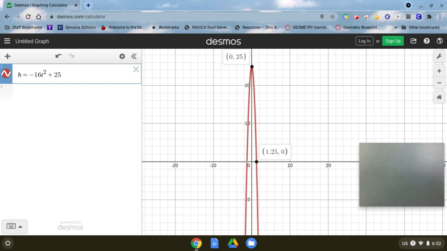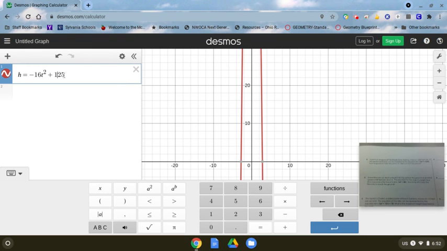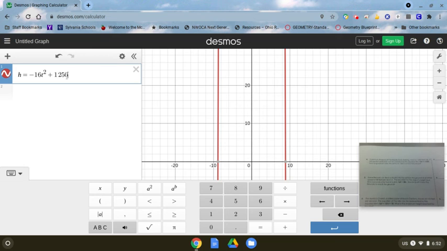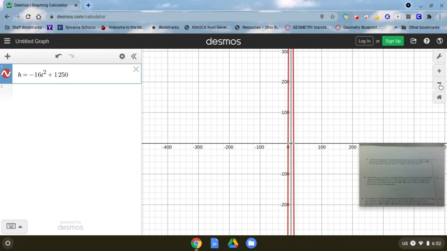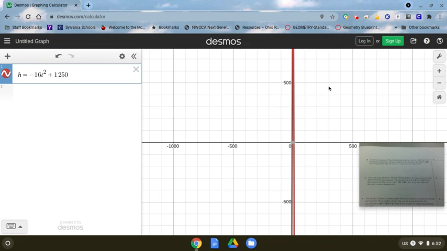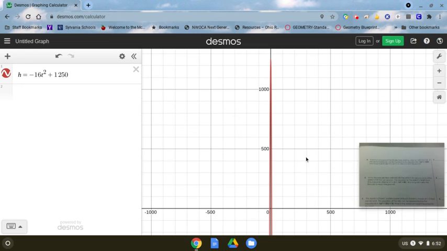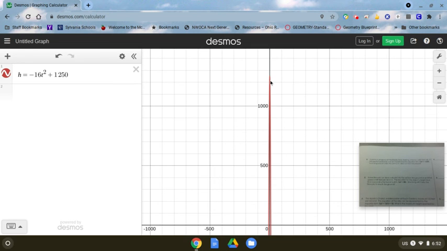Okay, so let's go to the next page. A penny is dropped off the Empire State Building. It's negative 16t squared plus 1,250. Okay, so this is just like the egg container. It's just being dropped. Okay, so I'm going to zoom out a bit because I know I need 1,250. Where is it? There we go. Okay, this one's going to be hard to do because it's so skinny, but there we go.